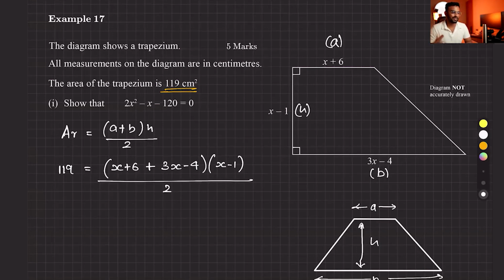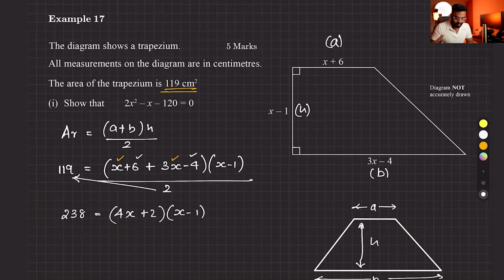Super important step there. And now you can do a few things at the same time. You can cross multiply this, which is going to be 238. So that is 238 equals, I'm going to add x and 3x to get 4x, 6 and minus 4 to get a 2, times x minus 1. Expand it.